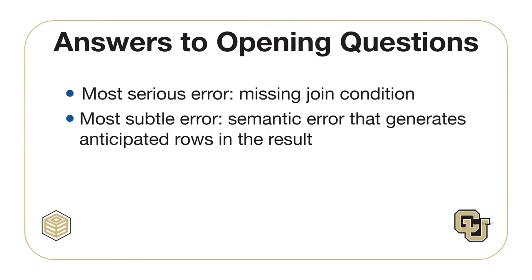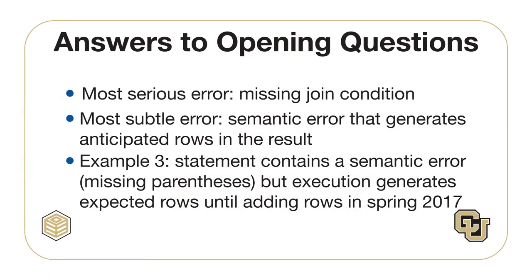The most subtle type of error to detect is a semantic error that generates anticipated rows in the result. However, after addition of new rows, execution of the same statement generates extra rows in the result. In example 3 of this lesson, execution of the statement generates correct rows if the offering table only contained rows in spring semester of 2016. However, after adding rows in spring 2017, execution of the same statement generates these new rows in the result. The spring 2017 rows are not in the result of the corrected statement with proper placement of parentheses.